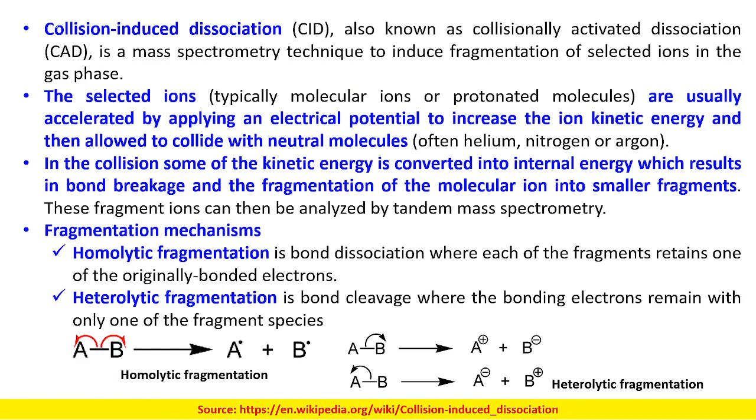Now CID. CID is collision induced dissociation, which is used in the second stage of the tandem mass spectrometry. Over here you may have either homolytic fragmentation or heterolytic fragmentation. However, the charged particles are produced in the heterolytic fragmentation, so we are basically interested in the heterolytic fragmentation. Okay.